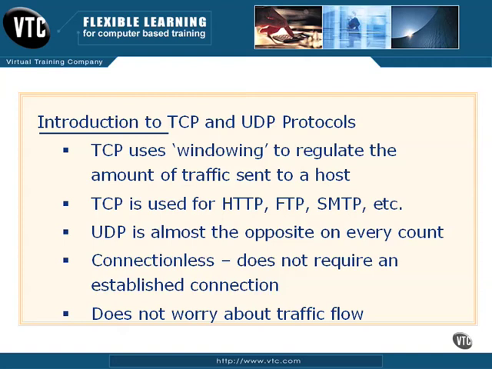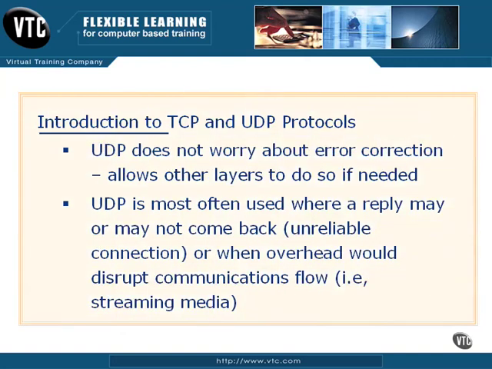Now let's talk about UDP for a moment. UDP just about is the opposite of TCP on every count we've talked about so far. First of all, it's connectionless. It does not require an established connection, nor does it keep track of the connection during the communications process. It does not worry about traffic flow at all. It doesn't care how fast or how much traffic it sends to the destination computer. UDP also does not worry about error correction, but it allows other layers to take care of error correction if it's needed. It may rely on other programs, it may rely on other TCP/IP protocols to do that if necessary.